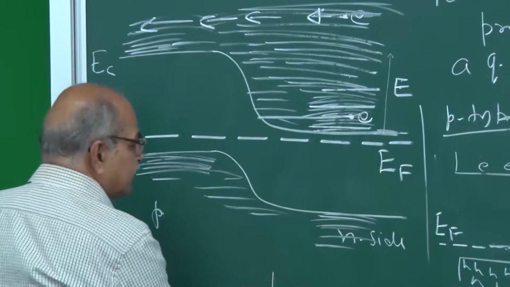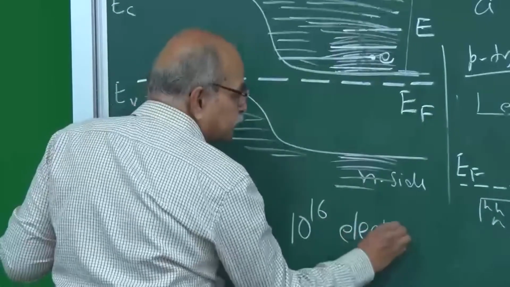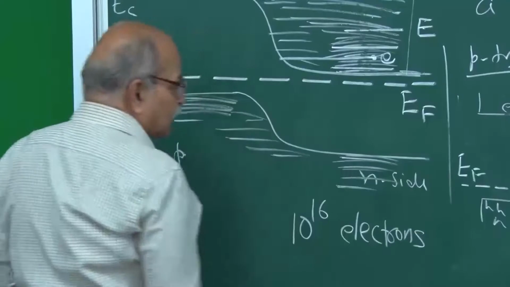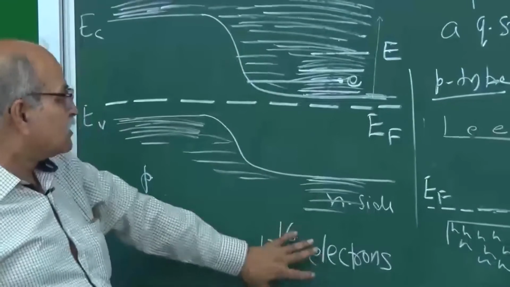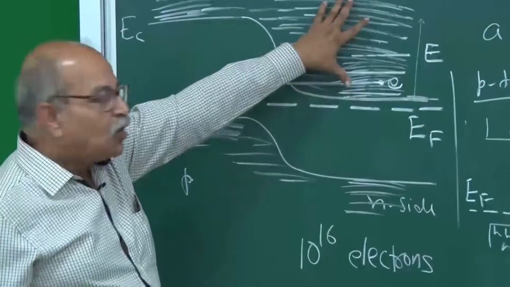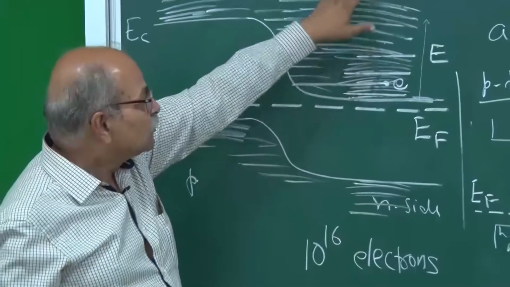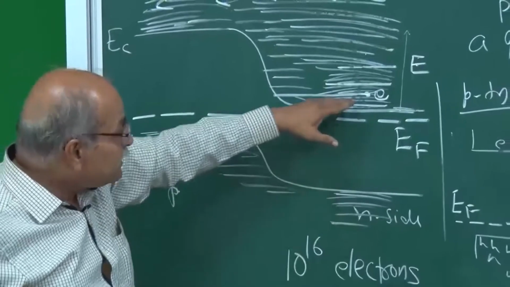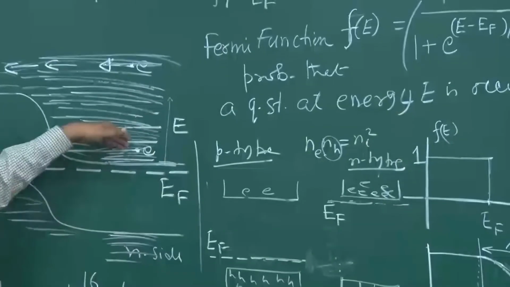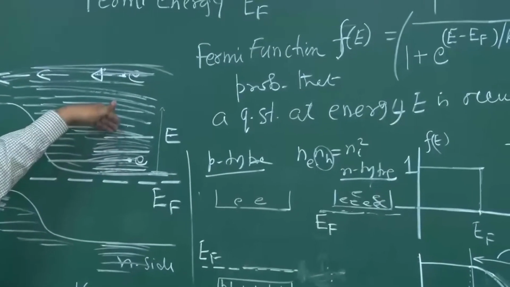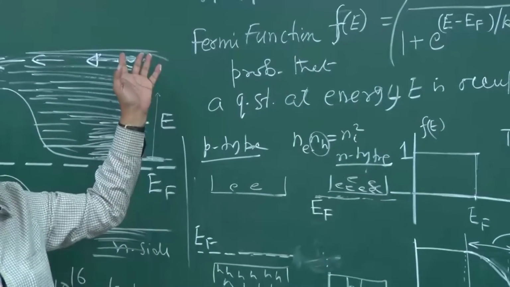Let us say you have 10 to the power 16 electrons per centimeter cube in this band, the conduction electrons you have doped. How many of them will occupy this state, how many will occupy this one, and so on? You have one parameter: the probability of occupation is given by this expression. You put in different energies E and you can get the probability.